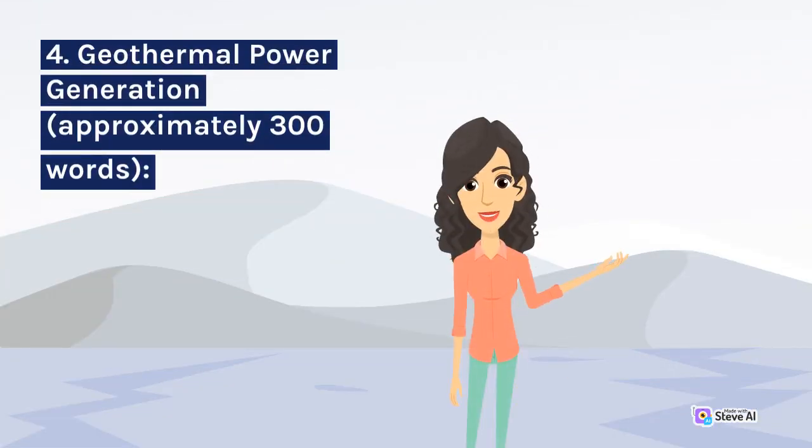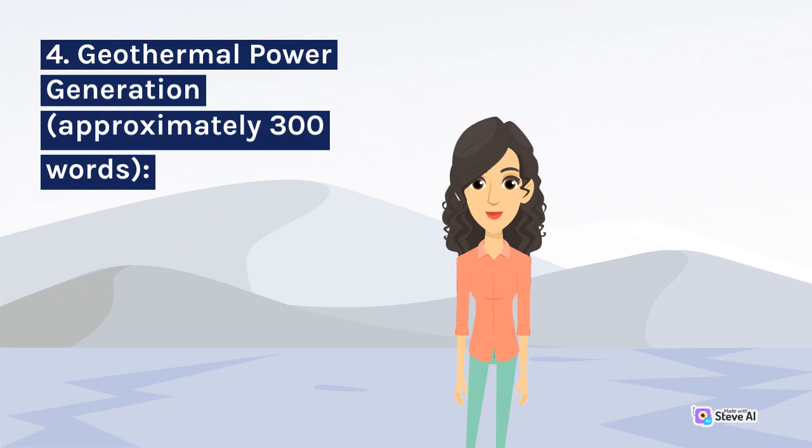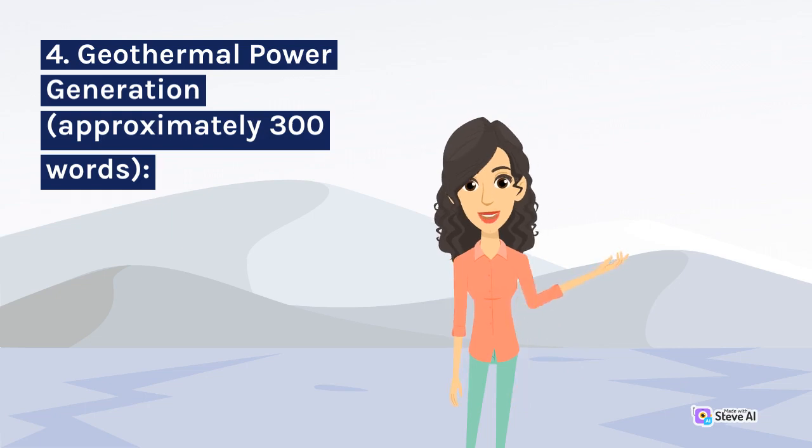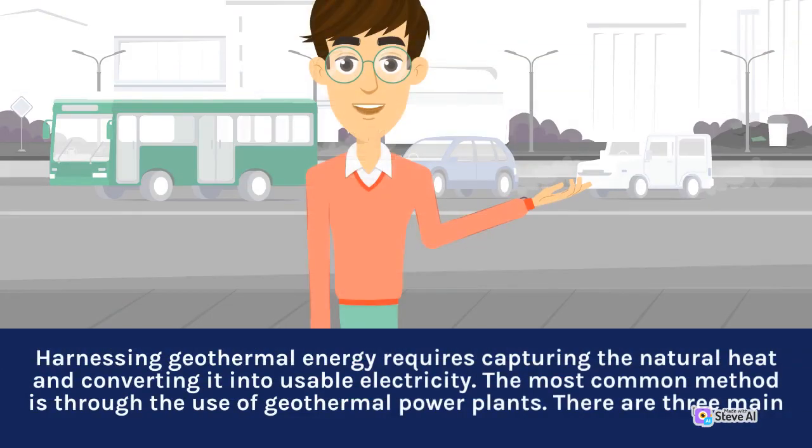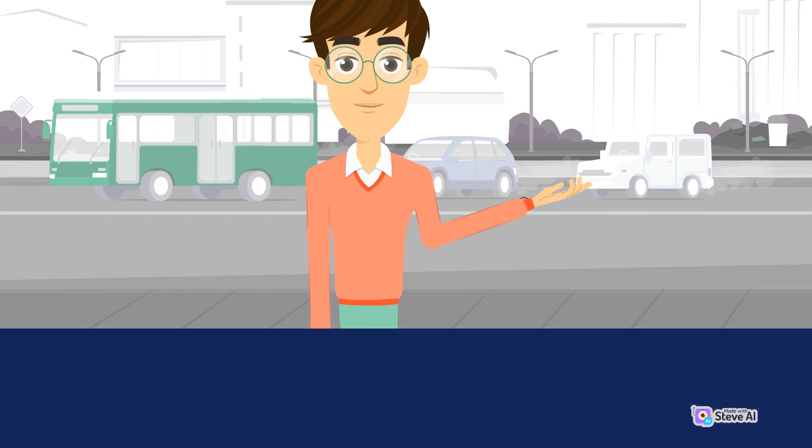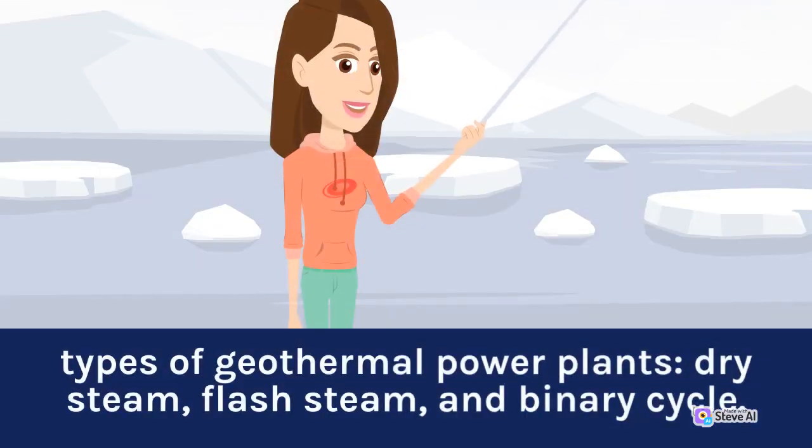4. Geothermal power generation. Harnessing geothermal energy requires capturing the natural heat and converting it into usable electricity. The most common method is through the use of geothermal power plants. There are three main types of geothermal power plants: dry steam, flash steam, and binary cycle.